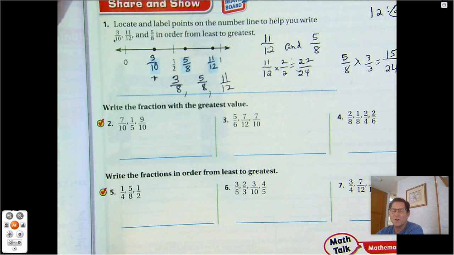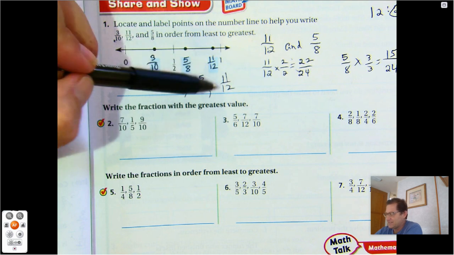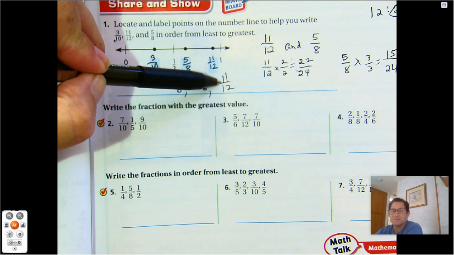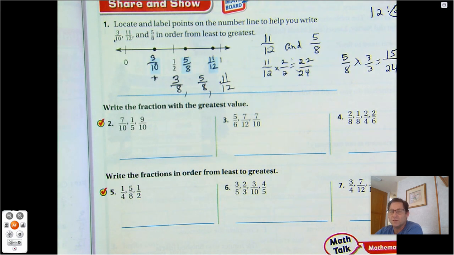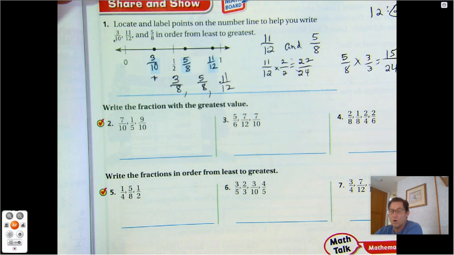We might have been able to use reasoning here, common sense. 11/12 is only missing one piece, so it's 1/12 away from being 1. And 5/8 is just one more than 1/2. So it's just slightly past 1/2.